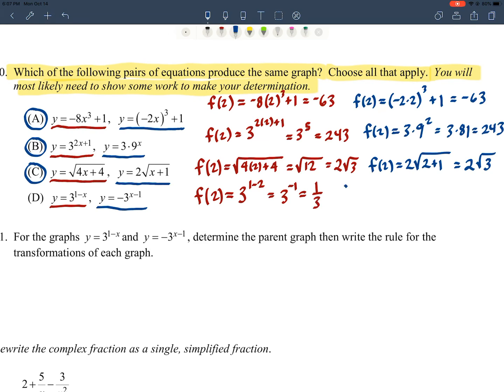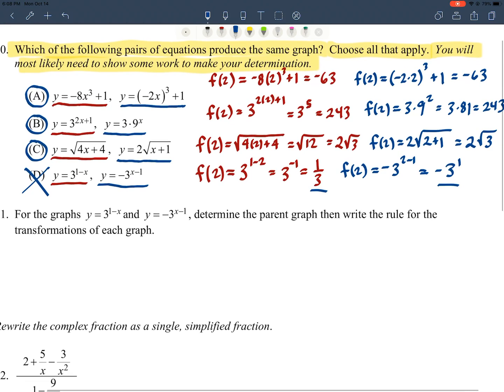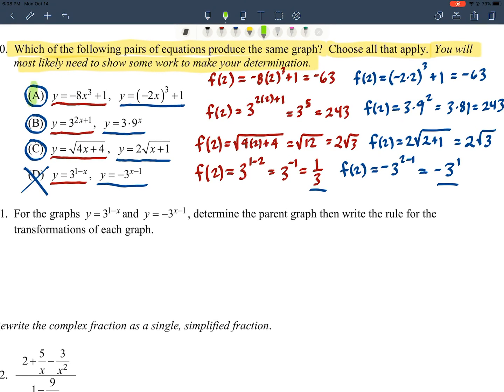Then if we take our 2 and plug it into the second function, oops, it's not a negative 3, it's a negative 3 raised to the power of 2 minus 1, which is going to give us negative 3 to the first. So in this case, we got a 1/3 and we got a negative 3. So this one is not going to work. Looks like our answers for number 10 on the Chapter 3 quiz review are A, B, and C.